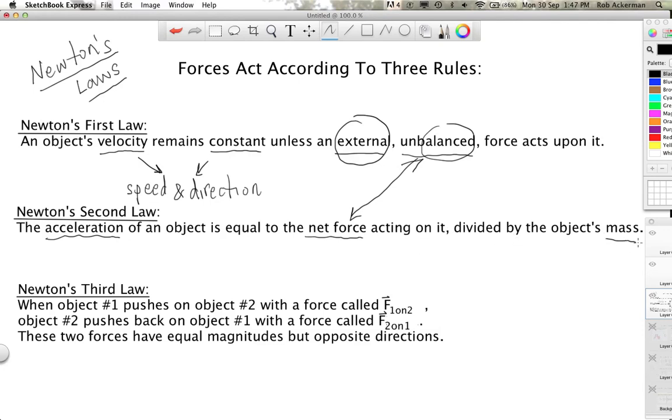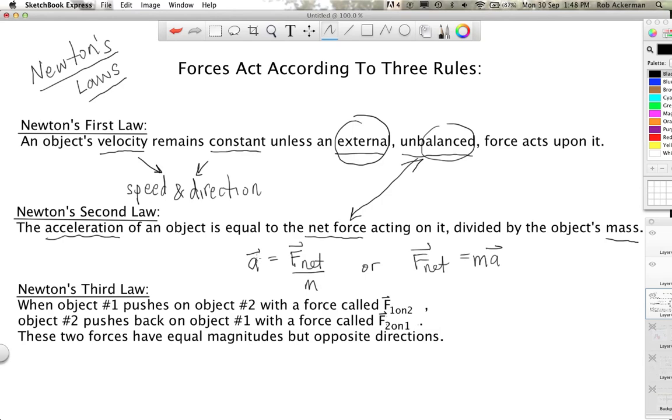Divided by the object's mass. If this sounds a little wordy to you, maybe the equation form of the law will refresh your memory. Remember this? a = F_net / m, or some of you prefer F_net = ma. This is the mathematical version of Newton's second law, and we will study it in much more detail when we get to the next lesson where we actually apply it quite a bit to many different situations.